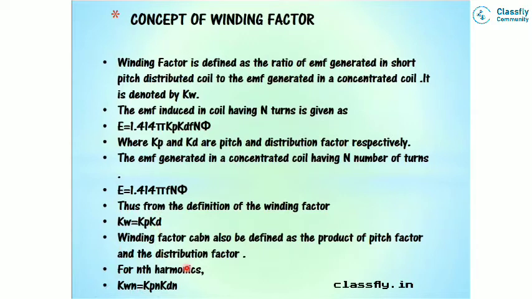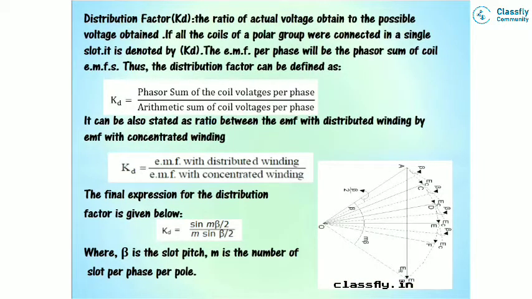And for nth harmonics, you just add that Kwn equals Kpn times Kdn. That means winding factor for the nth harmonic, pitch factor for the nth harmonic, and distribution factor for the nth harmonic. So these are all the concept of the winding factor. Let's move on to the types, and the first winding factor type is your distribution factor.